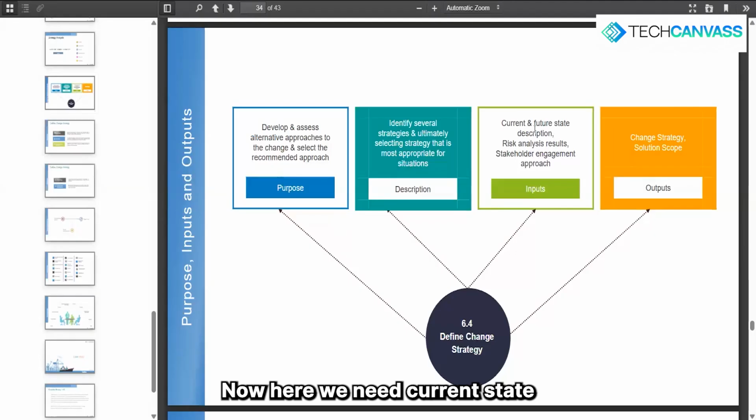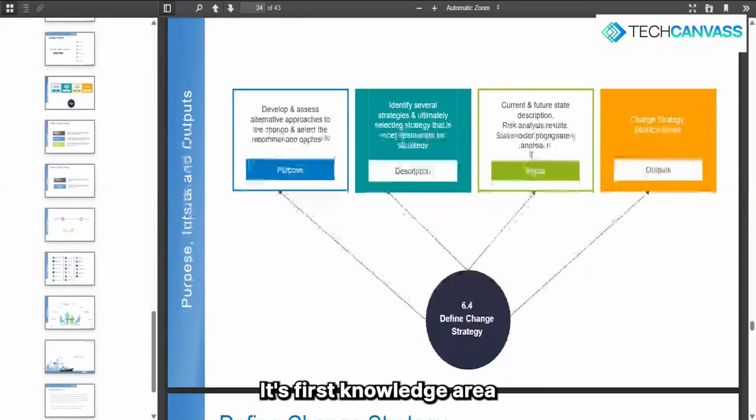Now here we need the current state description and future state description. These are the outputs of the first two tasks, right? Risk analysis results is the output of the third task that we just did. And stakeholder engagement approach, where have you seen this? I'm sure some of you have already answered. Where does that appear? Stakeholder engagement report, in the very first chapter. Perfect. That's chapter number 3, and the task is plan stakeholder engagement. Sorry, my bad. And it's not the first chapter, it's the first knowledge area, chapter number 3.